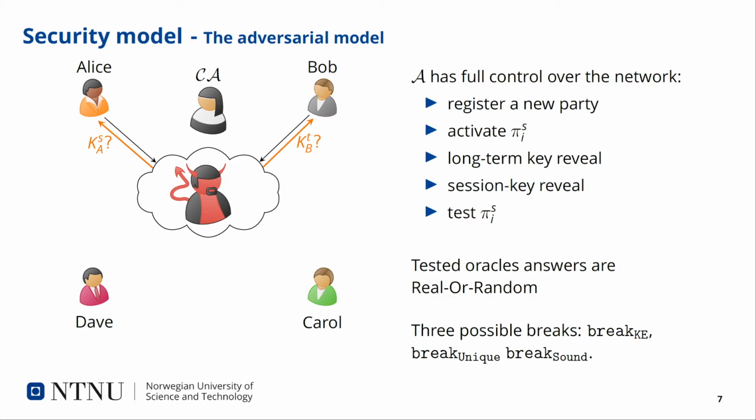The key exchange can be broken in 3 different ways. By breaking the key exchange experiment, which is the case in which the adversary guesses the correct value of B. We can break the uniqueness of 2 partner oracles, or it can break the soundness of the scheme by tricking 2 partner oracles into computing 2 different session keys.